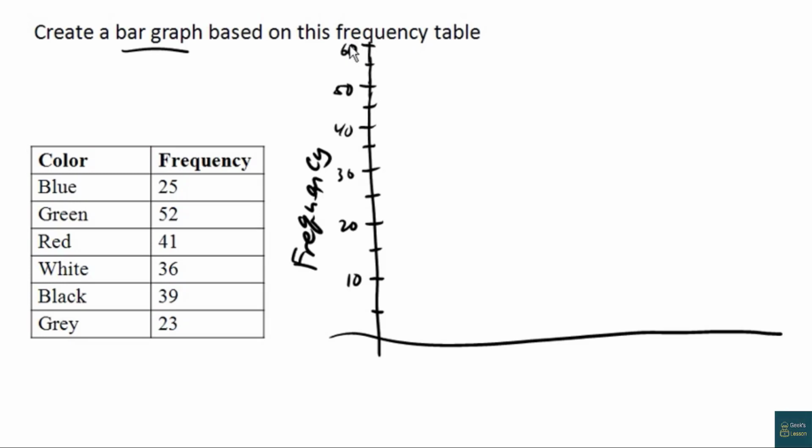So now we can draw a bar for each of our colors. Our blue cars have a frequency of 25, so I'm going to draw a bar, and that bar is going to have a height of 25, right? And so this is going to correspond to blue cars. Now I'm going to draw a bar for green cars, and it needs to have a height of 52, which is right around here. And I'm just sort of estimating here.